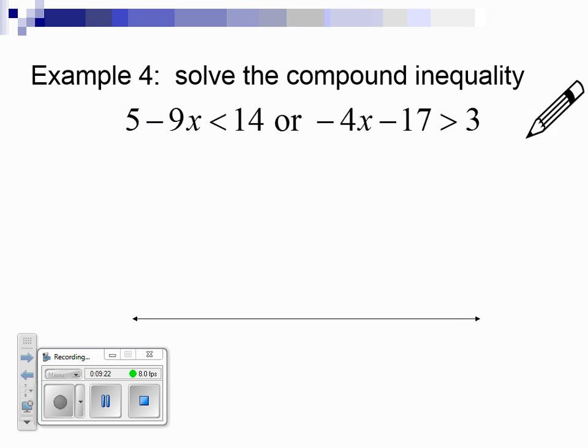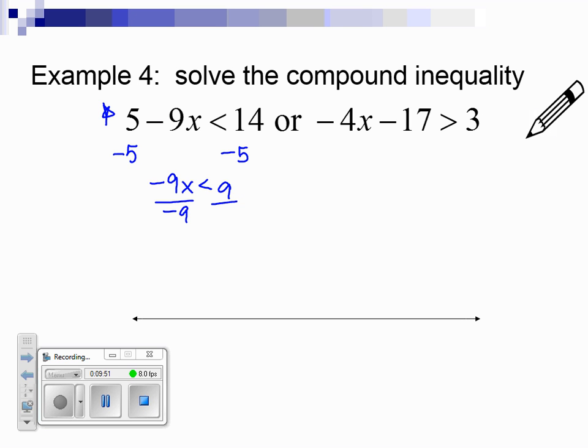All right, let's try another compound inequality, but this time it is an "or" one. So it doesn't mean I can do either or. I've got to do both. So I'm going to subtract 5 on both sides. I'm going to do this one first. And then I get -9x is less than 14. Oh, did I subtract wrong? Yep, 14 minus 5 is 9. Sorry, guys. Just making sure you're paying attention.